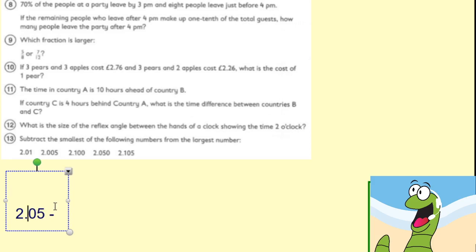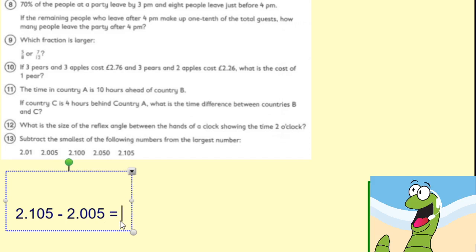So that's going to be our biggest, and the smallest is 2.005. And the difference, when I subtract the smallest from the biggest, I will get 0.1. Take 5 from 5, 0, 0 there, 0 from 1, sorry, 1 from 1 is 0, so 0.1.